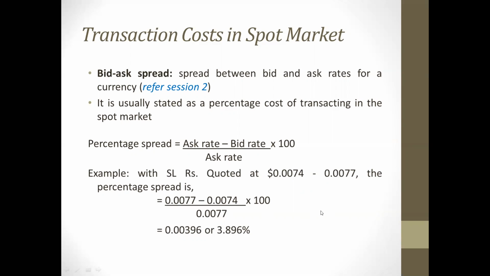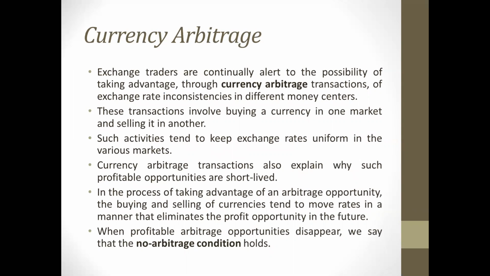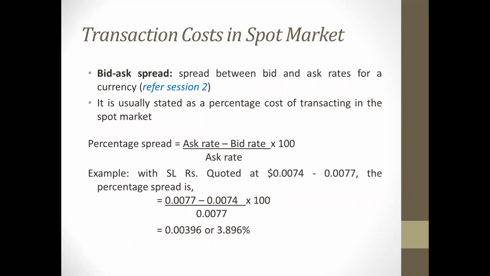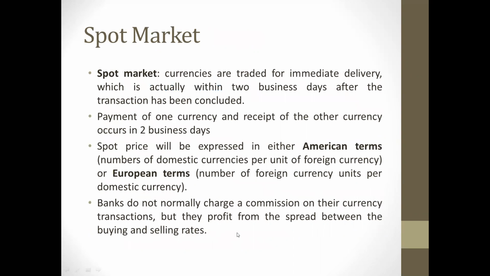Okay, right. So keeping those things in mind, let's move into one particular interesting concept coming under the foreign exchange market, specifically the spot market. We call it currency arbitrage. Now, in our previous slides, I explained to you that normally banks earn a profit from the spread between buying and selling rate. When they are dealing with the spot market transaction, they earn profit.